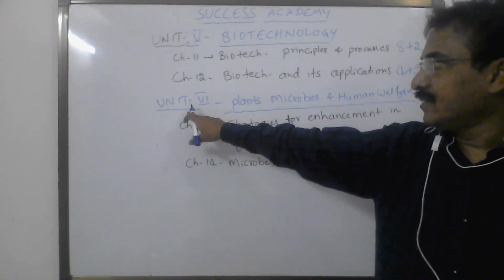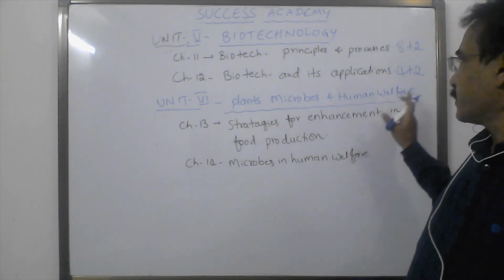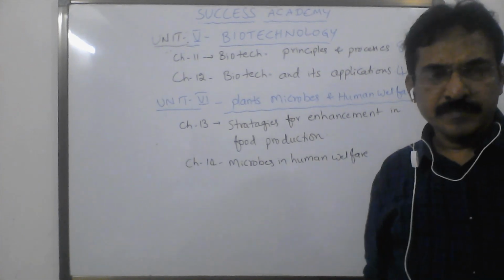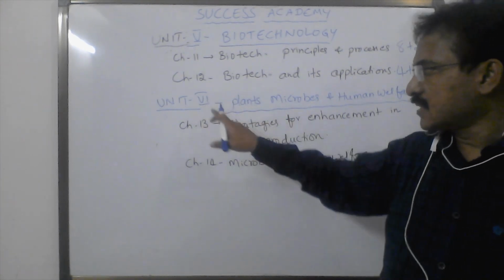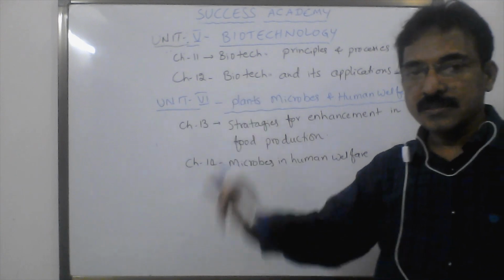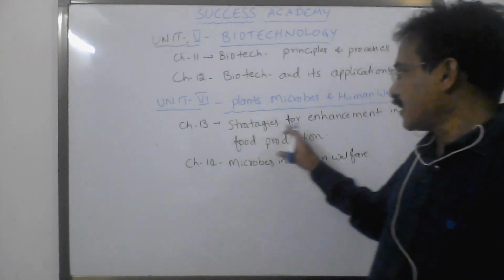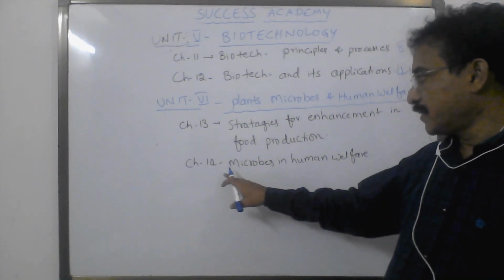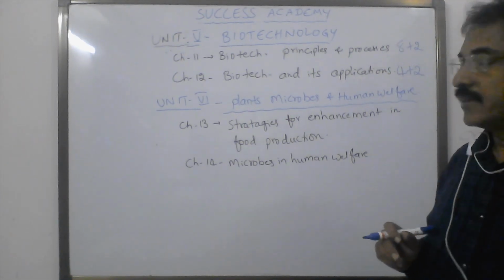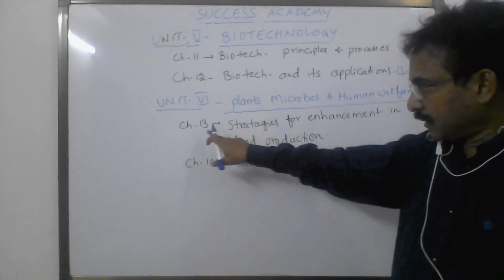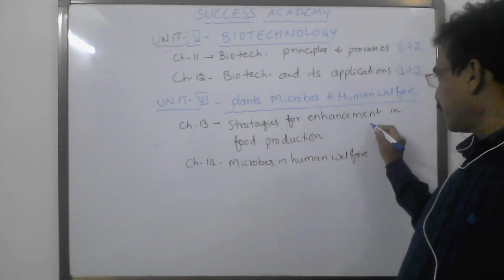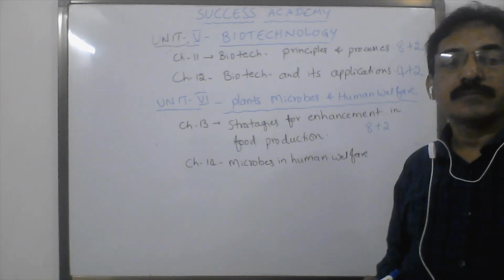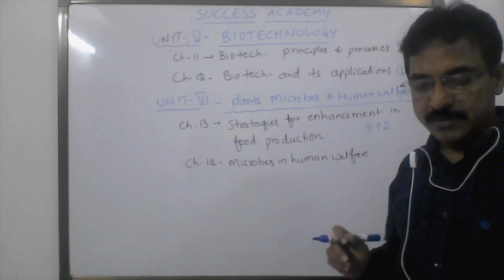Next one, unit 6, plants, microbes and human welfare. In this unit 6 we have 2 chapters. The 13th chapter is strategies for enhancement in food production and the 14th chapter is microbes in human welfare. The 13th chapter has the weightage of 8 plus 2, one LAQ 8 marks question and one VSAQ, very short question, 2 marks question.